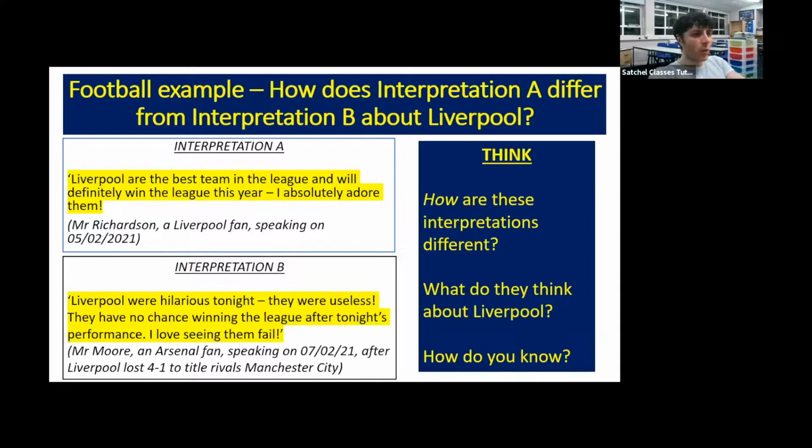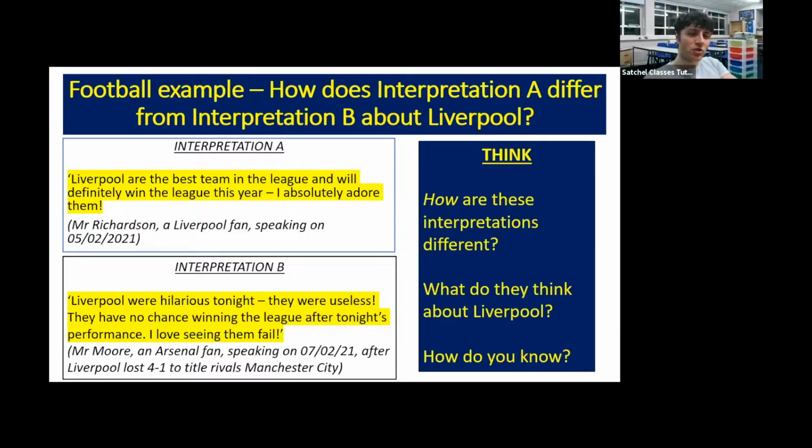So let's start with interpretation A, me. What am I saying about it? Am I being positive or negative about Liverpool as a football club? You may want to just pause the video here and write down for yourself what you think. Yeah, I'm sure you all got this. So I clearly am being very, very positive about Liverpool as a football club. My viewpoint is positive. So if this were in the exam, I would write: interpretation A is positive about Liverpool Football Club. 1 mark out of the 4.